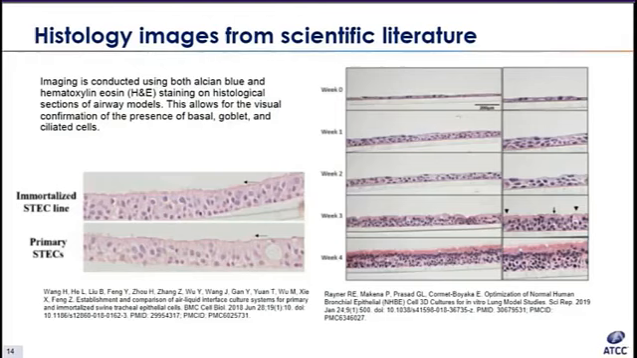Here are images taken from scientific literature demonstrating that these airway models also have a pseudo-stratified structure.